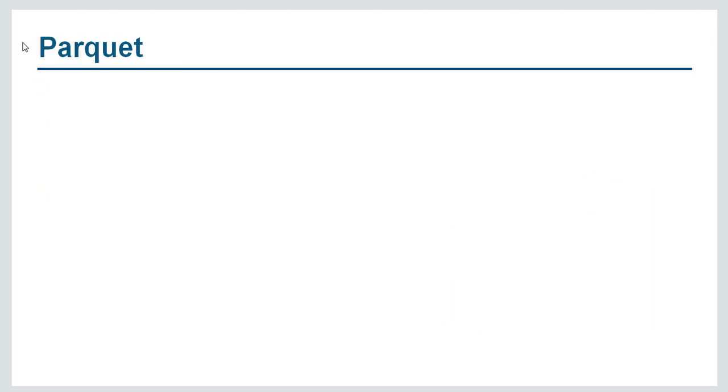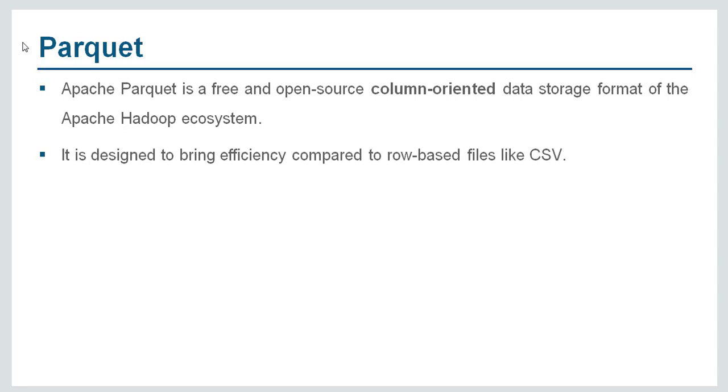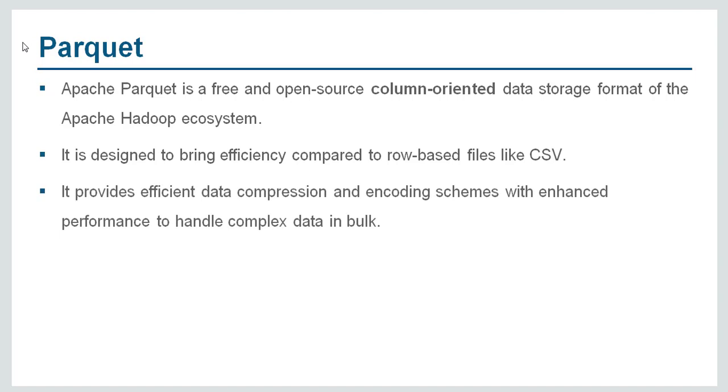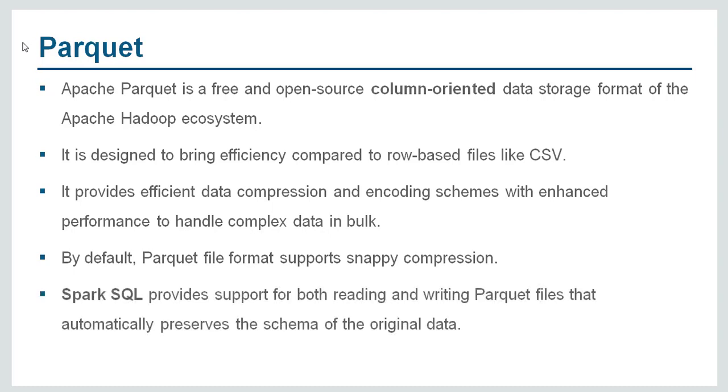So let's start. What is a Parquet file? Parquet file format is very famous, and it's a free and open source column-oriented data storage format of the Apache Hadoop ecosystem. It is designed to bring efficiency compared to row-based files like CSV. It provides efficient data compression and encoding schemes with enhanced performance to handle complex data in bulk. By default, the Parquet file format supports snappy compression. The Spark SQL module provides support for both reading and writing Parquet files that automatically preserves the schema of the original data. Let's go to the lab and see.